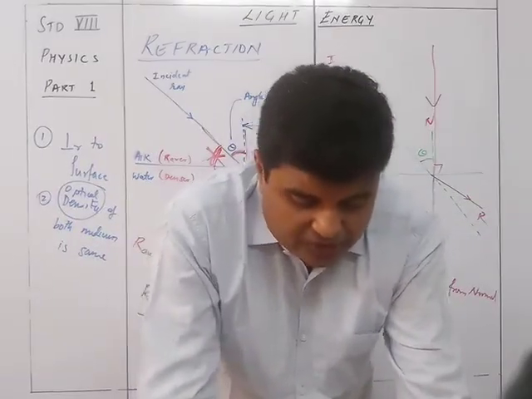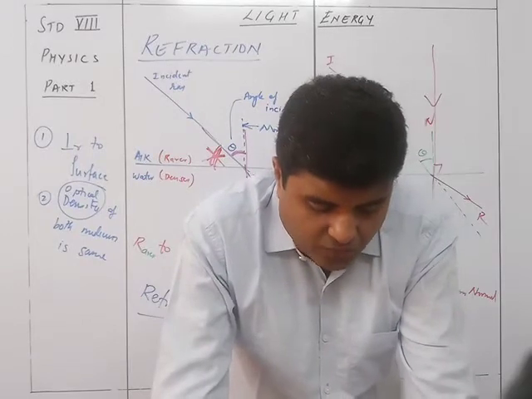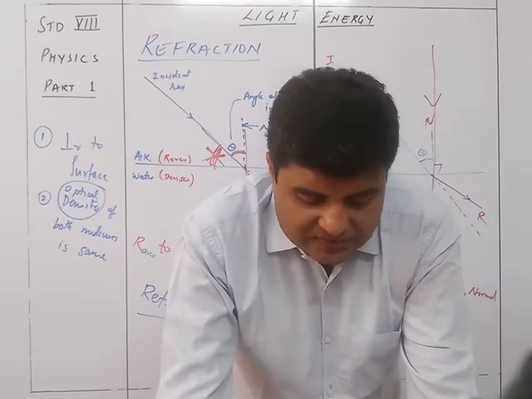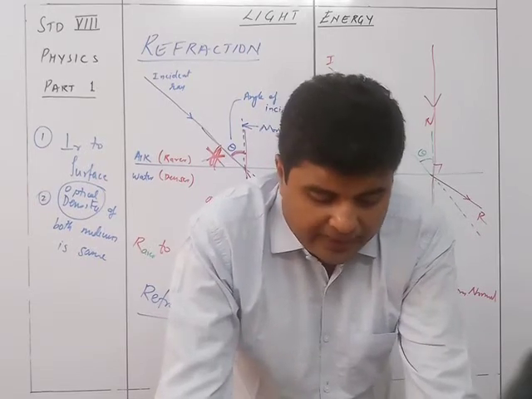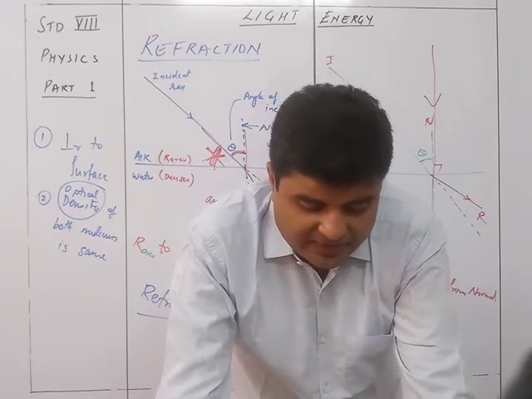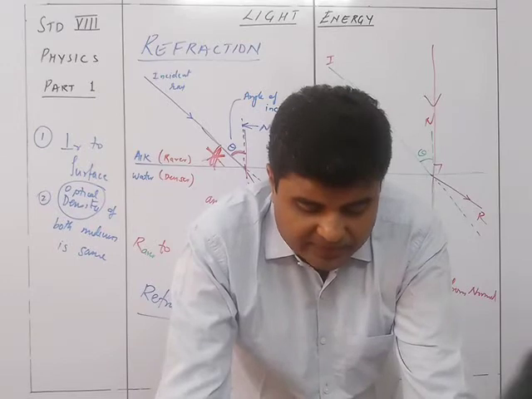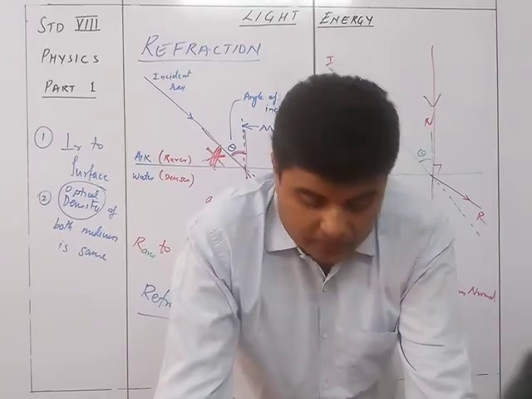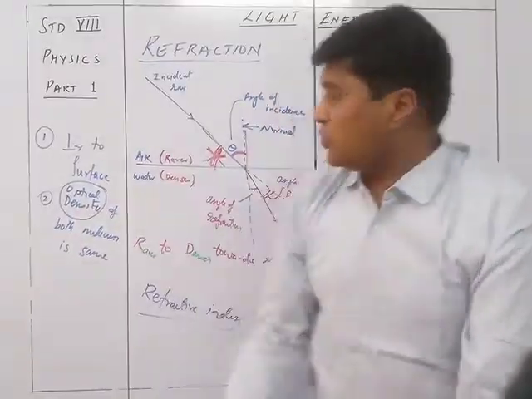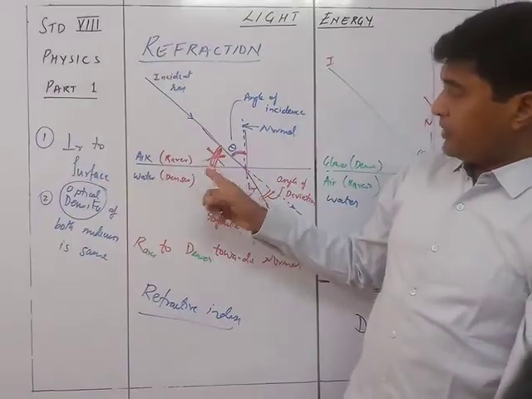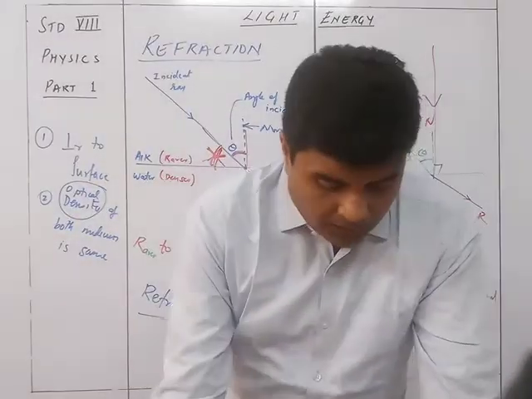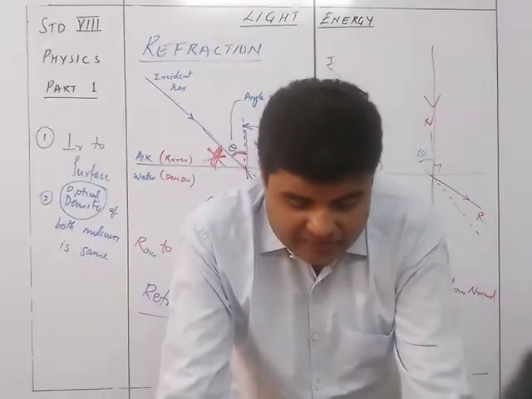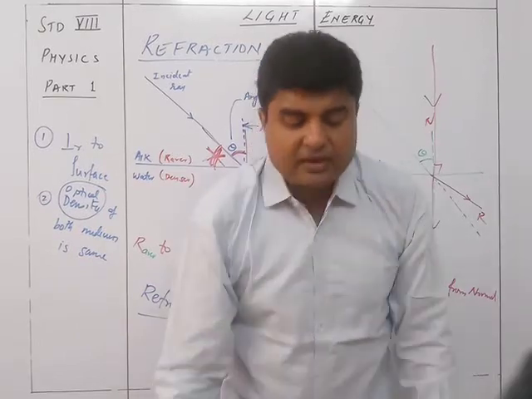Figure 5.4 shows the light ray OA passing from the rarer medium air into a denser medium glass. XY is the surface separating the two media. AO is the incident ray. OB is the refracted ray. NOM is the normal at the point of incidence O. That is the point of incidence O, this particular point. Angle AON is the angle of incidence, that is angle I, and angle BOM is the angle of refraction, that is angle R.